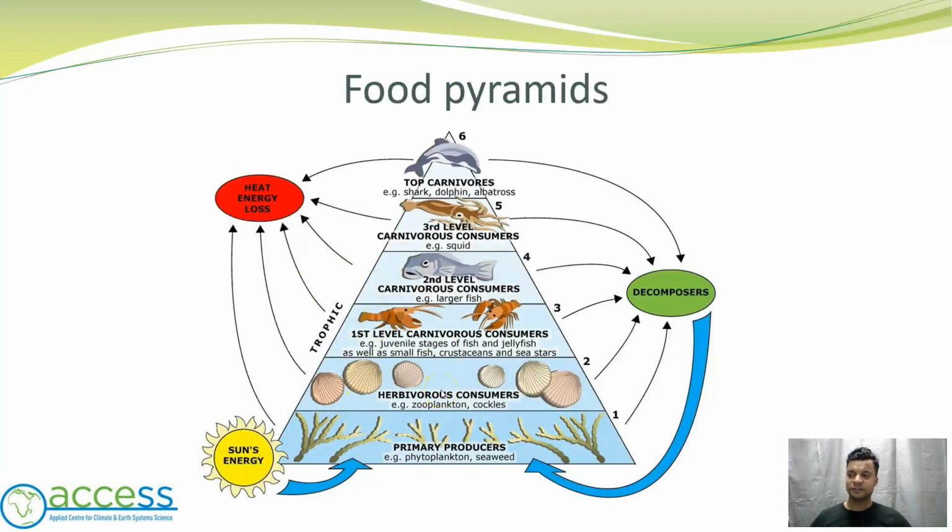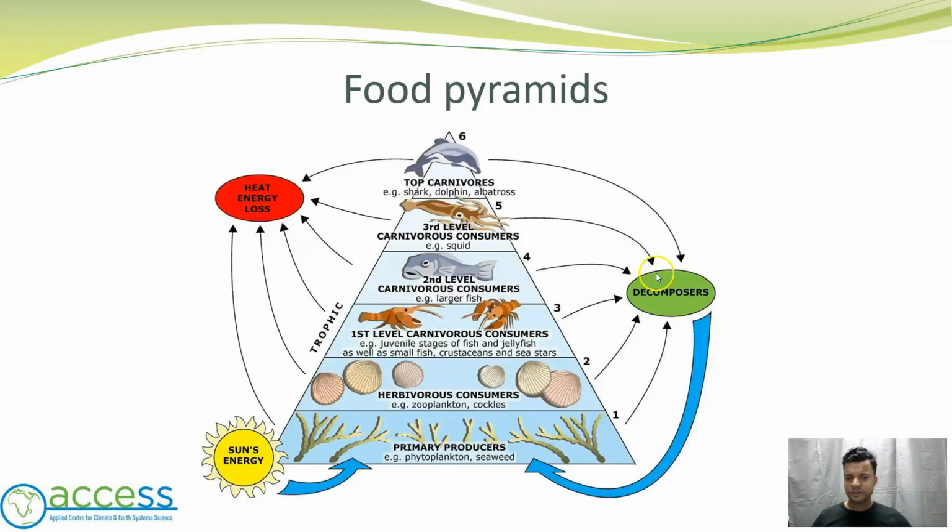As we go up the levels, the organisms get larger and larger, towards the apex predator level, which is your sharks, dolphins, and sometimes albatrosses. On average, there is a 10% energy transfer between different trophic levels. The rest of the energy is lost through heat, movement, waste, and other life functions.